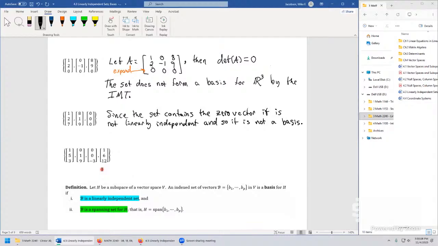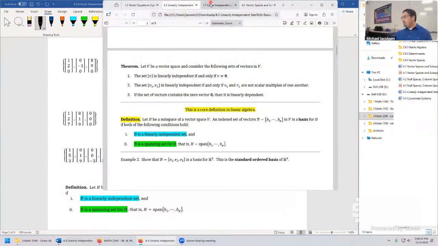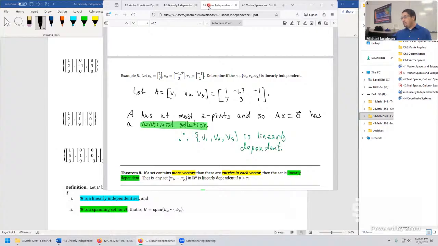Yeah, I agree with you on this one. The moment you have this many vectors and they all have three entries, this is automatic linear dependence. So good call here. And this was a concept that was all the way back in section 1.7. Any set that contains more vectors than there are entries per each vector is a linearly dependent set.